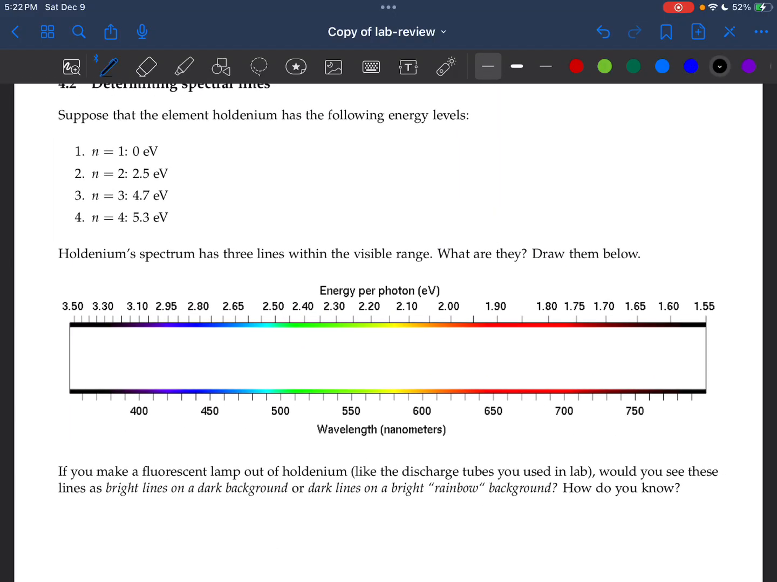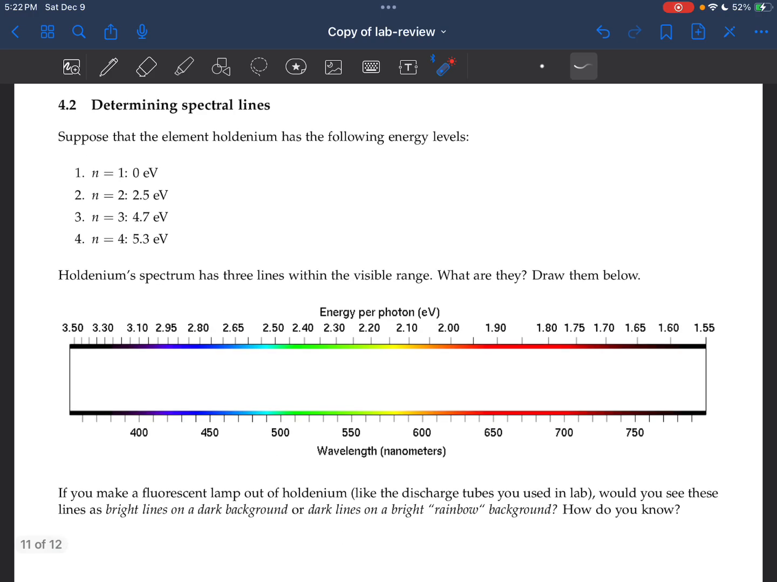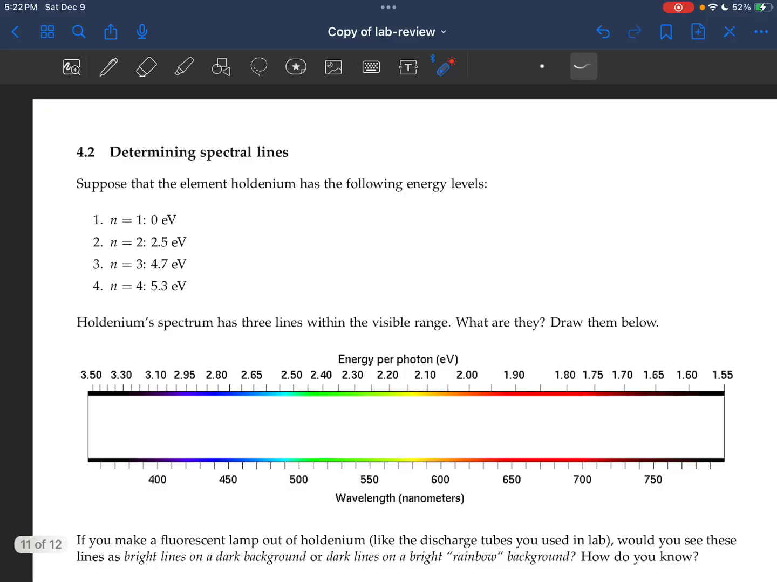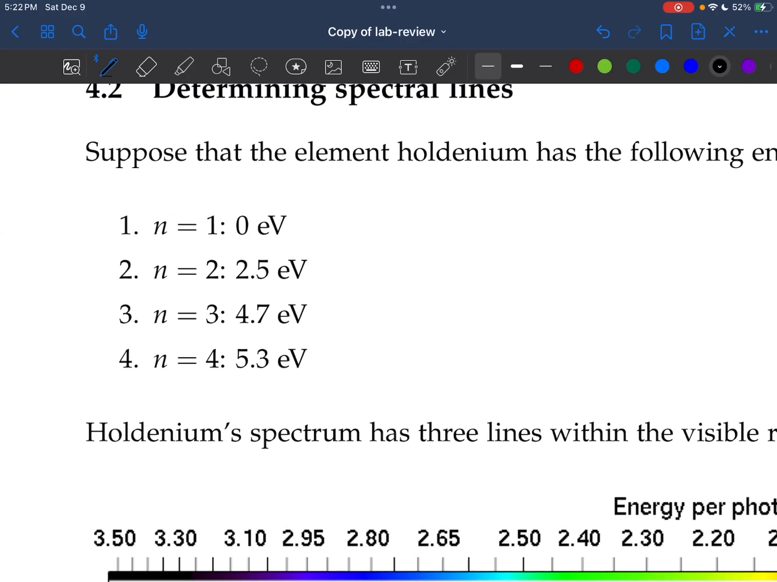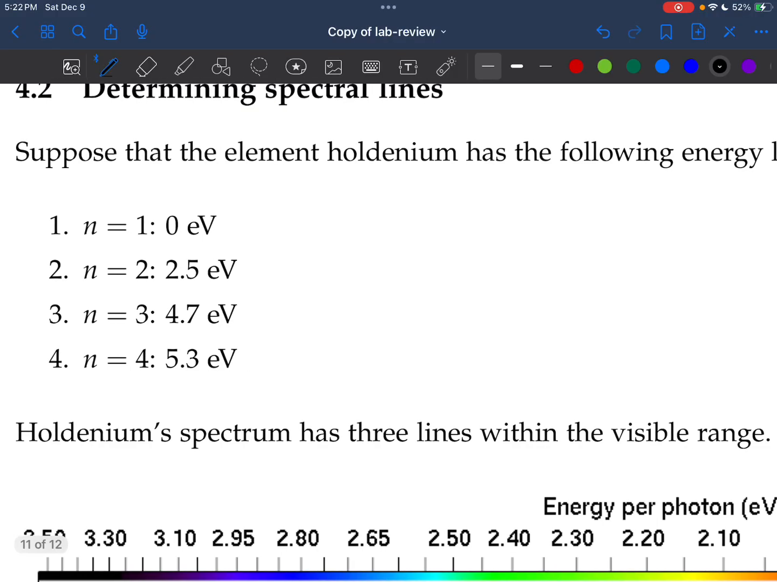All right, so our first question is asking about the spectrum of holdenium, and we want to draw the lines within the visible range. So if I'm talking about emission or absorption spectrum, I'm thinking about the transition between the energy levels. I don't care about the actual energy levels themselves. I only care about the transitions. So I'm going to write down every possible transition.